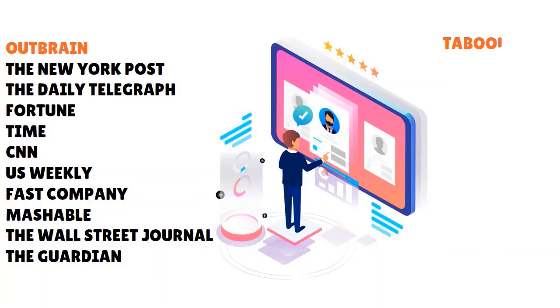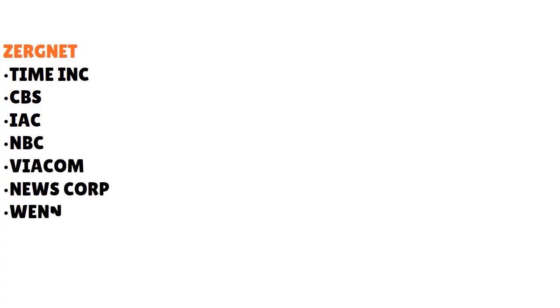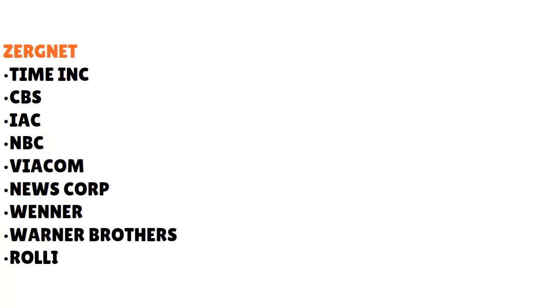So this is something you need to think about. For Taboola, you have a lot of websites that use their services. You have Daily Mail, USA Today, MSN, AOL, Bloomberg, and NBC. But besides those two, you also have ZergNet. They are on Time Incorporated, CBS, IAC, NBC, Viacom, News Corp, Warner Brothers, Rolling Stone, and About.com.